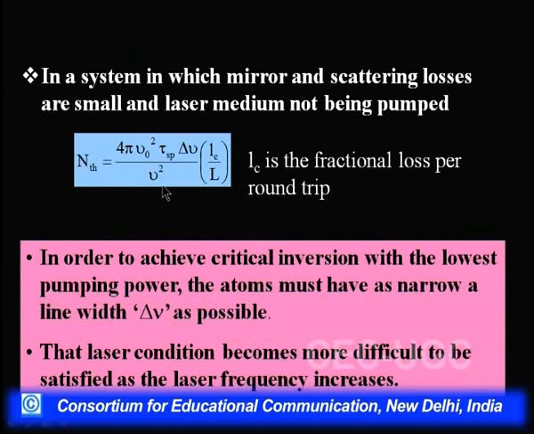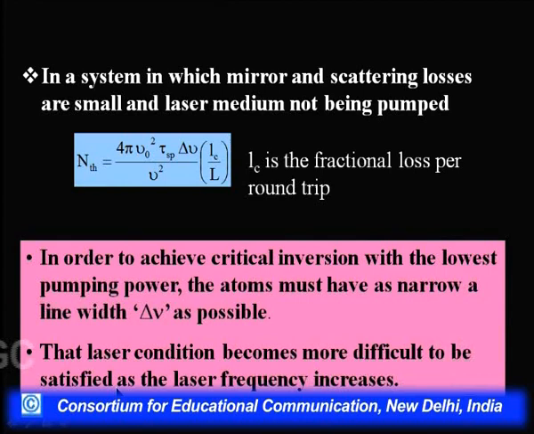Now, in a system in which mirror and scattering losses are small and the laser medium is not being pumped, this N_th will be converted into 4 pi nu naught square tau_SP del nu divided by nu square, times L_c divided by L. L_c is the fractional loss per round trip. In order to achieve the critical inversion with the lowest pumping power, the atom must have as narrow a line width del nu as possible. The laser condition becomes more difficult to satisfy as the laser frequency increases. The laser condition will not be achieved as the frequency increases.